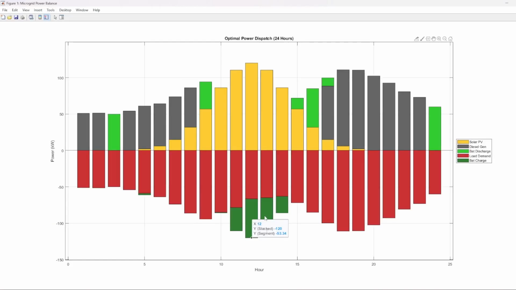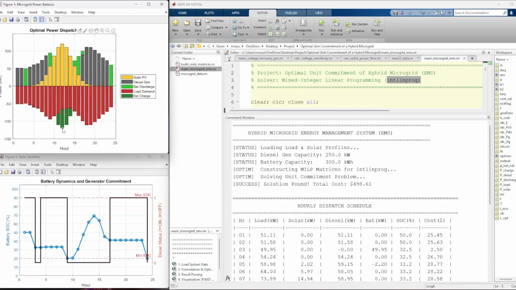And here we have green bars. These bars represent the battery charge. At these hours we have excess solar generation, so we may charge our batteries using that excess power. Later, using the battery discharge, you can see in the evening we utilize the power stored in the batteries from the solar power. So that's how everything works together.